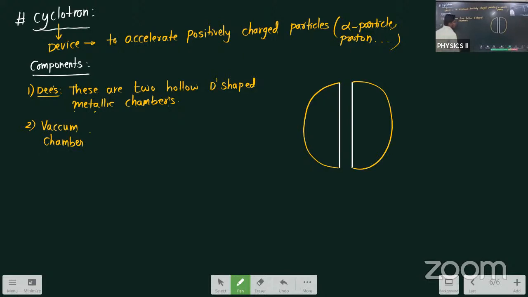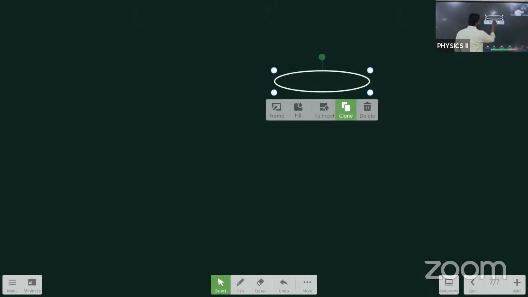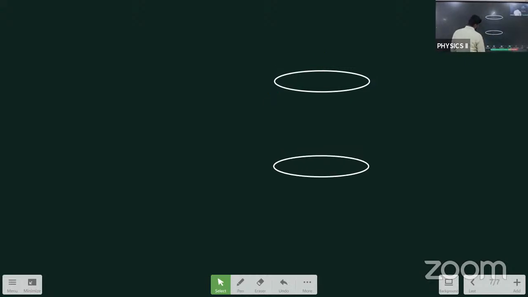See here, this entire setup is enclosed in a vacuum chamber so that whatever ions we are taking may not collide with air molecules. Actually, there will be a magnetic field here. If I draw the 3D diagram it will look something like this, but that is not necessary. You are supposed to draw just a simple diagram. Here we have two magnetic plates, and in between them two Ds, something like this. Here you will have one D.